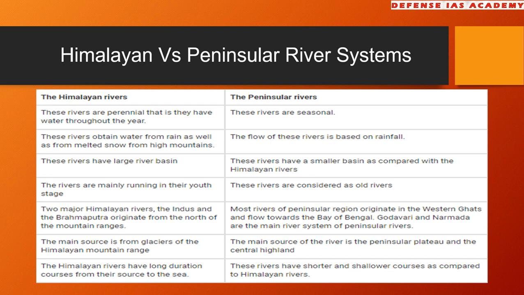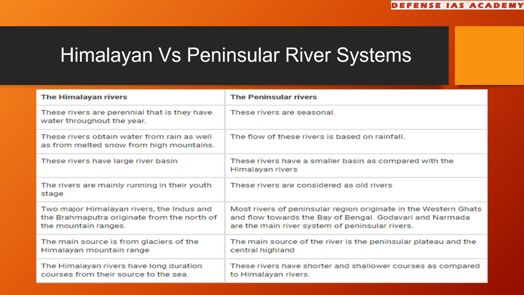The Himalayan rivers get their water mainly from snow, and these rivers are perennial. That means they have water throughout the year. The Himalayan rivers obtain their water from rain and snow, that is the melted snow from the high mountains. Then the Himalayan rivers have a larger river basin, and the rivers are mainly running in their youth stage.